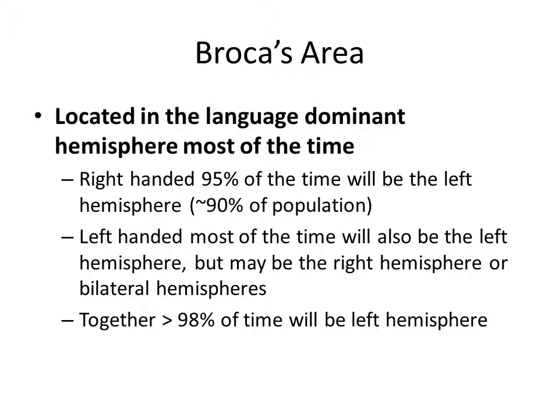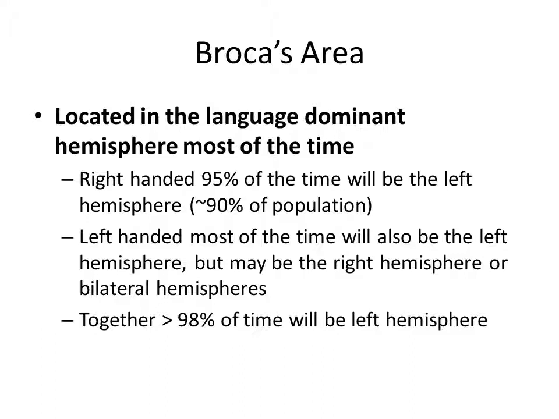Broca's area is almost always located in the left hemisphere. In the vast majority of people, including left-handed individuals, the left hemisphere is the language dominant hemisphere. There will be a small amount of the population where that is not true. So again, in right-handed individuals, as you can see with some of the stats here, about 95% of the time their left hemisphere is their language dominant hemisphere. That makes up about 90% of the total population.